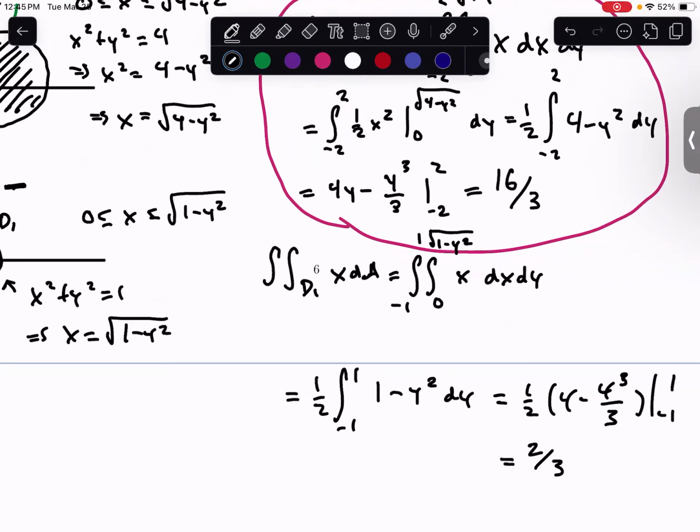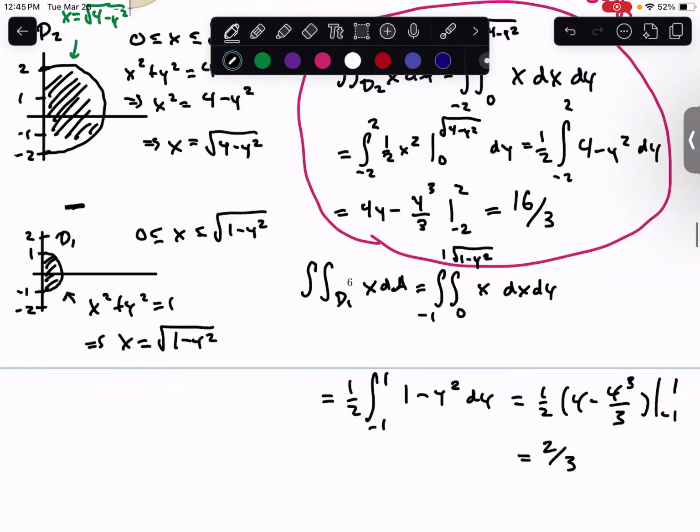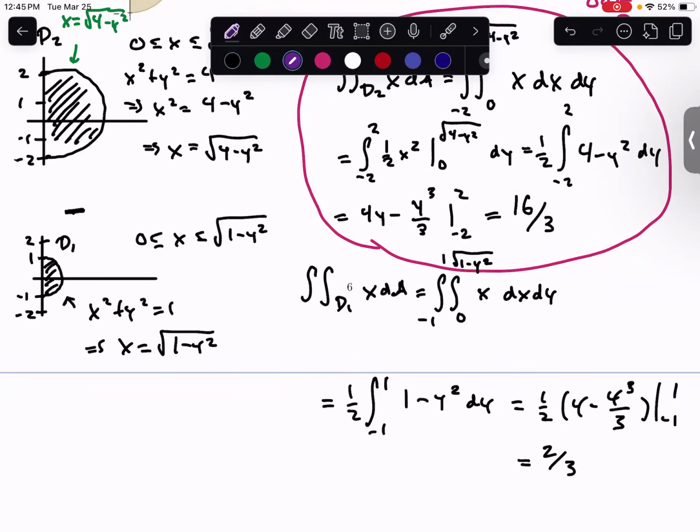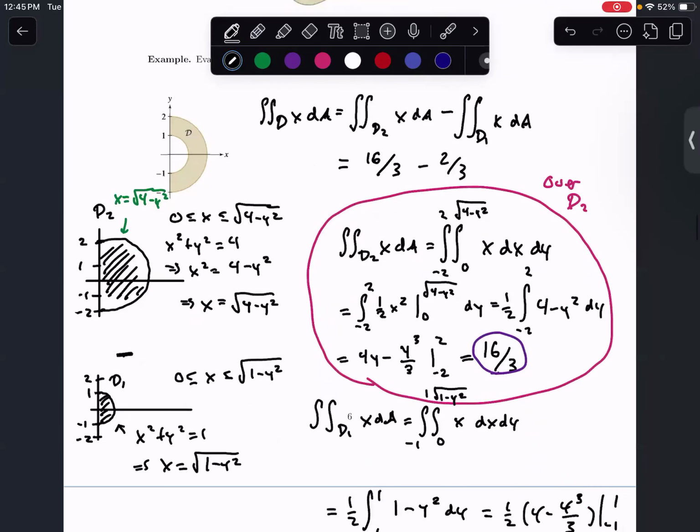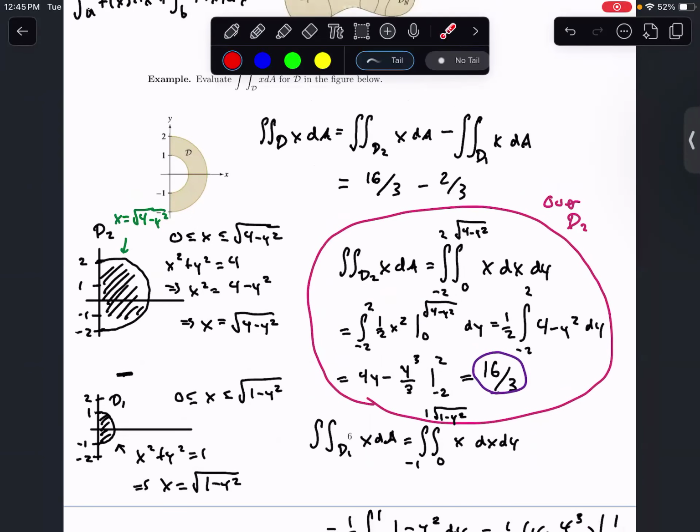So this is the integral over the larger region, and then you subtract the integral over the smaller region. And so this is going to be 16 over 3 minus 2 over 3, which is what we just computed. And so the integral over the annulus is the difference between the integrals over these two regions. So that's just going to be equal to 14 over 3, which is equal to 4.67. I'll write it like this.